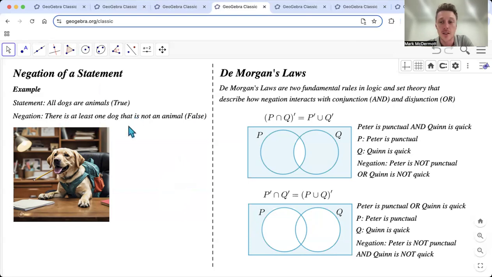I find this stuff can be a bit confusing. If you just saw this statement, all dogs are animals, and you were asked to negate it, you might negate it by saying all dogs are not animals. But that's making a universal claim that we actually don't need to make. All we need to do to say that this isn't true is say that there is at least one dog that is not an animal. So this is how we negate a statement. In this case, we've shown that there's an exception to that rule.